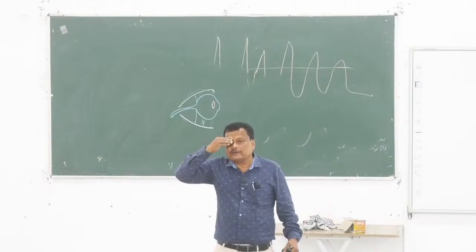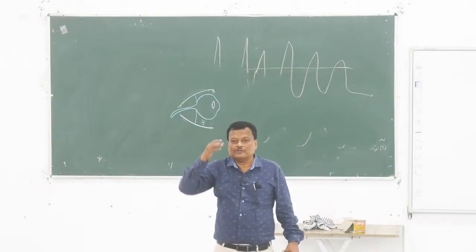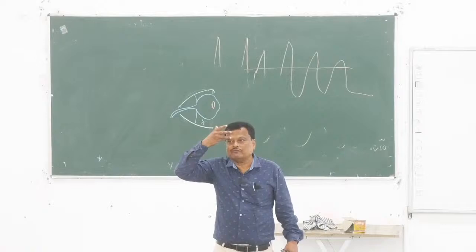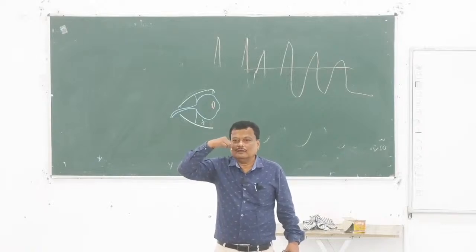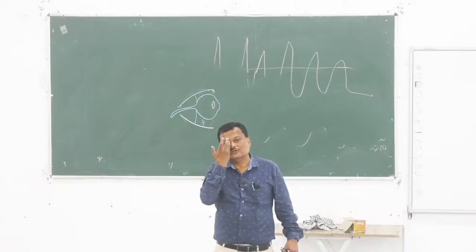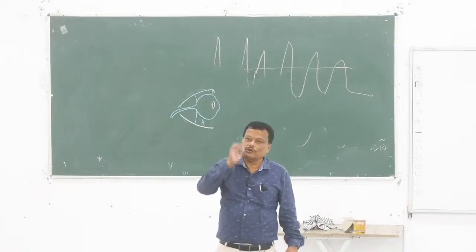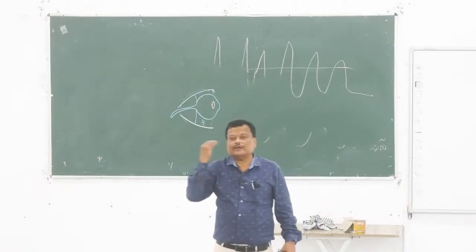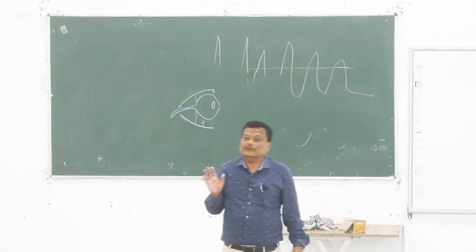Because it has been protected superiorly by the supraorbital margin, so that the perspiration of the forehead cannot go to the eye, and also medially by the nasal bridge. Even though the eyeball is projected, because these structures are protecting it, there is no danger.